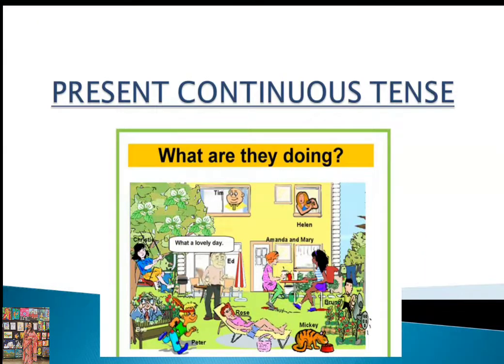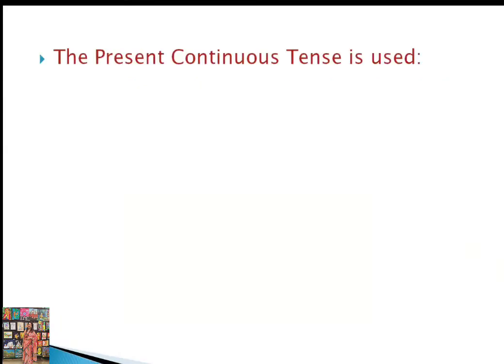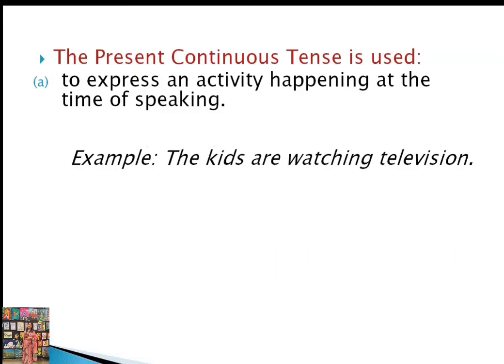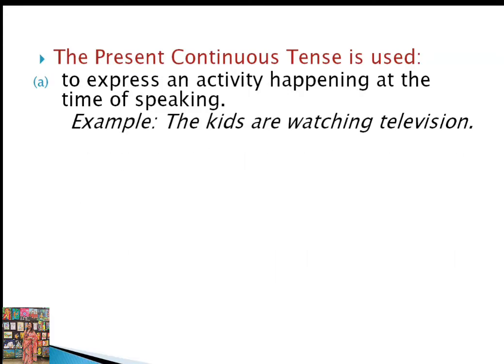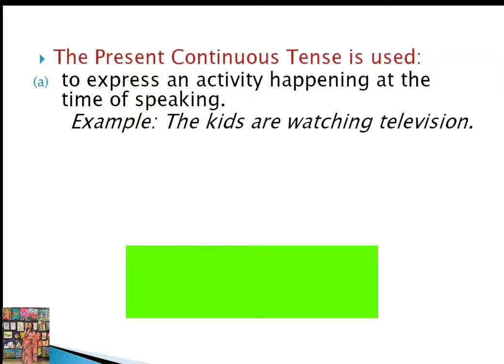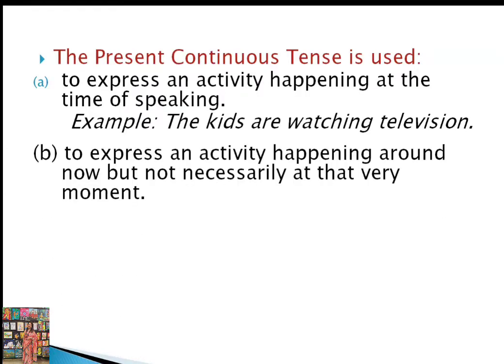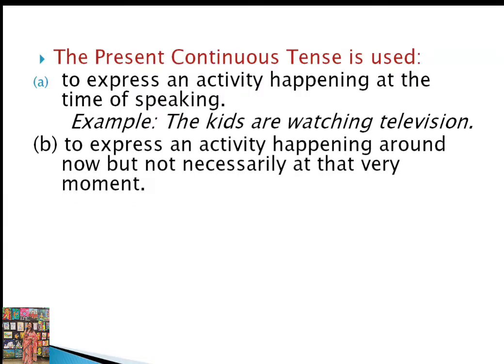Moving on, today we will be doing present continuous tense. As the word continuous already suggests, it is about an action that is continuing. So when will it continue? Where will it continue? Let us know here. The present continuous tense is used to express an activity happening at the time of speaking. For example, the kids are watching television. For example, I am speaking now. So this expresses an action which is happening. I am speaking and the activity is going on. Then we use present continuous tense.